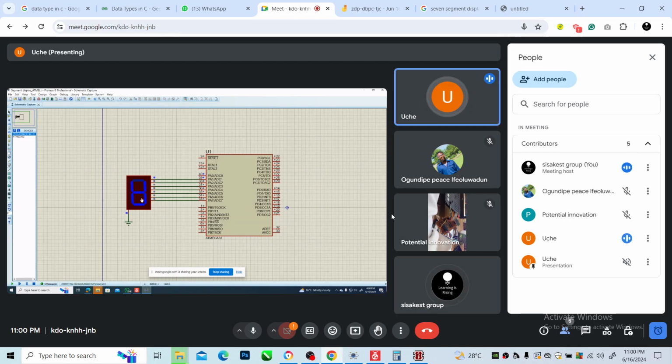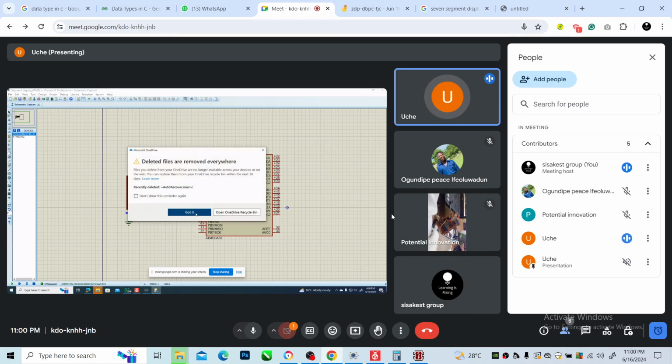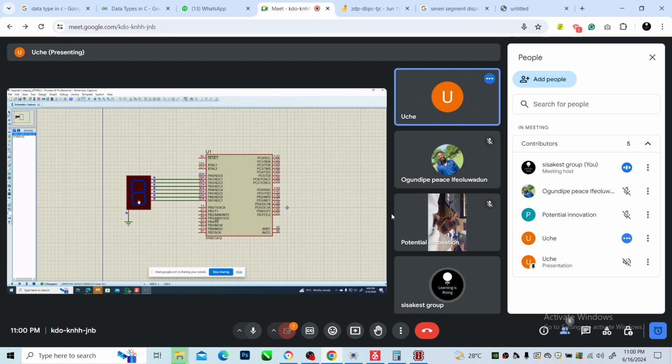Well, the 0 is not even showing. I think the LED connection itself is wrong. The connection is wrong anyhow. The 0 is not even showing. So first, let's fix the connection.